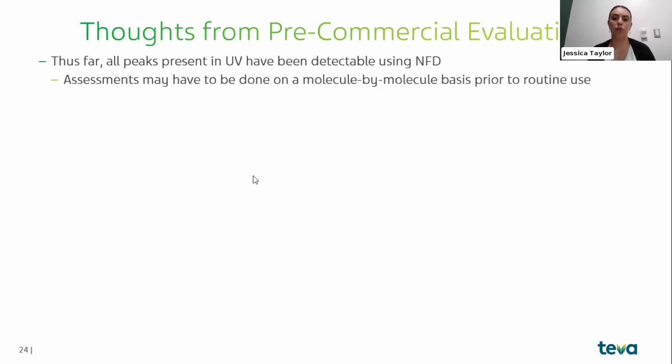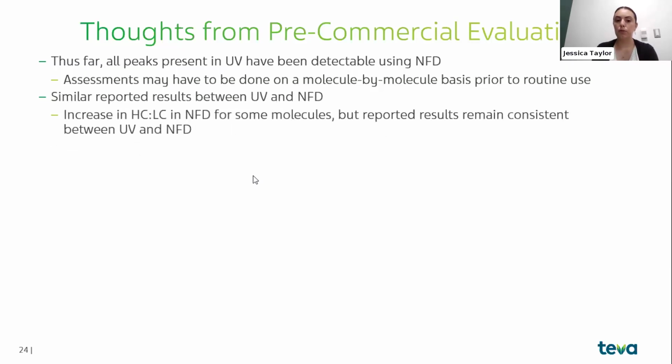So just to wrap up with our final thoughts from our evaluation, thus far in our hands, all the peaks that we've seen present in a UV trace have also been detectable using the native fluorescence detector. However, assessments may need to be done on a molecule by molecule basis before using the native fluorescence detector for routine use. We've also seen comparable reported results between both the UV and the native fluorescence detection. But some molecules do show an increase in the heavy chain to light chain ratio when using the native fluorescence detection. But again, even if you do see this, your reported results do remain comparable between the two detectors.